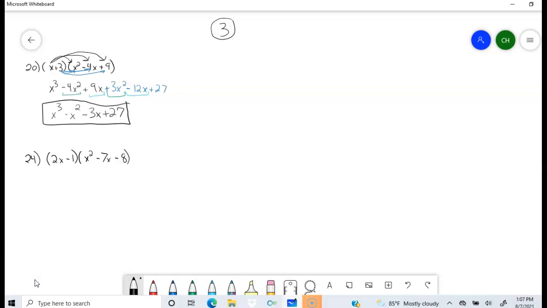Same exact thing here. Number 24. We've got 2x times x squared is 2x cubed. 2x times negative 7x is minus 14x squared. 2x times negative 8 is minus 16x. Negative 1 times x squared is minus x squared. Negative 1 times negative 7x is plus 7x. And then negative 1 times negative 8 is plus 8.